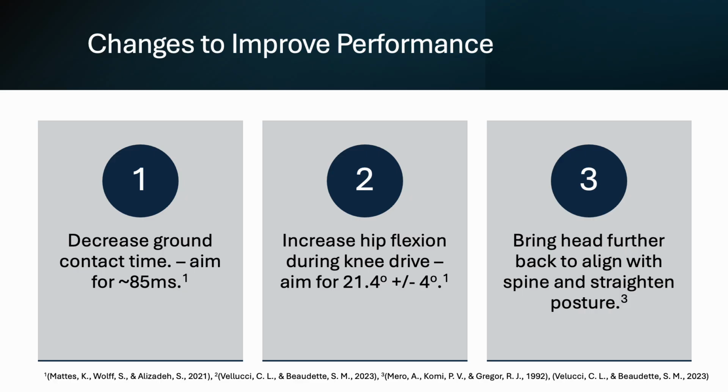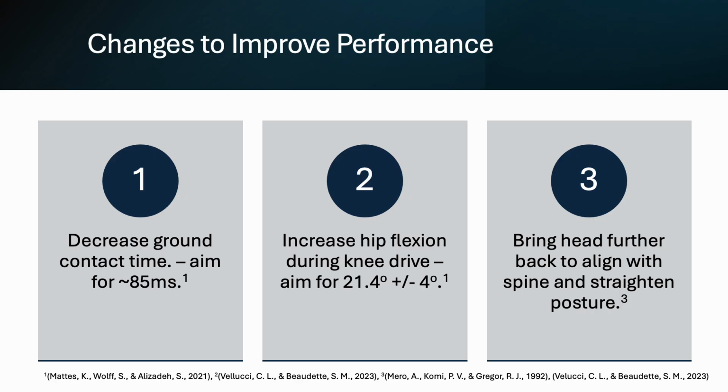So as mentioned before, the participant is quite a flat-footed runner, whereas most elite sprinters run on the balls of their feet, which decreases the surface area of the foot contact with the floor. And this is what we're aiming for. So we're aiming for a ground contact time of around 85 milliseconds, as per Matz, Wolf, and Elizada 2021. Second recommendation is to increase hip flexion during knee drive.